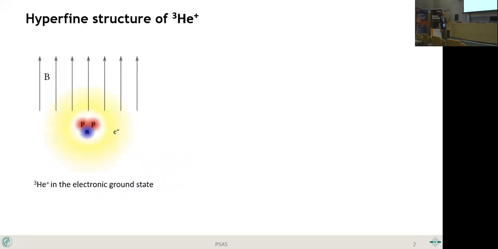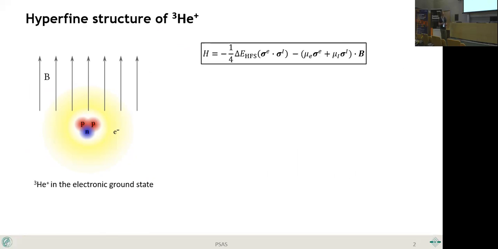Okay, so the hyperfine structure of 3He+ is a very simple system. There's a single electron interacting with the nucleus, and then we do this in a magnetic field. So this is basically the Hamiltonian of the system. You have the interacting spins here. This is the zero field hyperfine structure splitting. Here you have the electron and nucleus magnetic moments, which are connected to the g-factors.